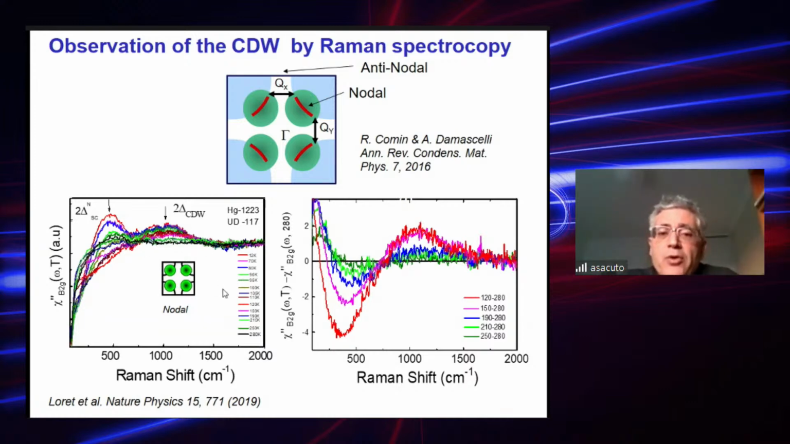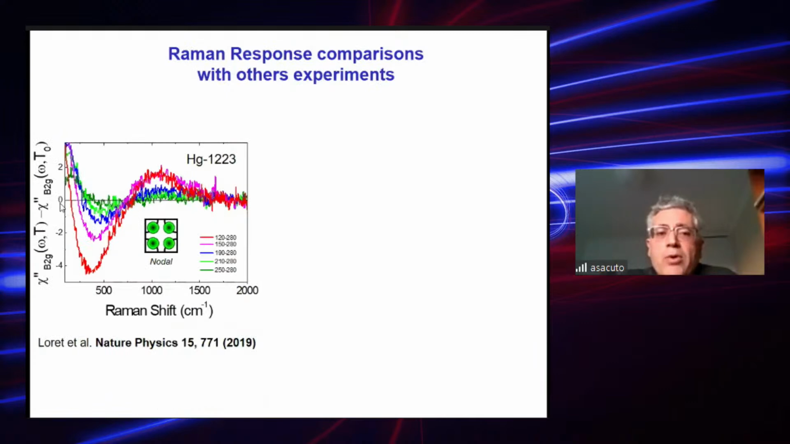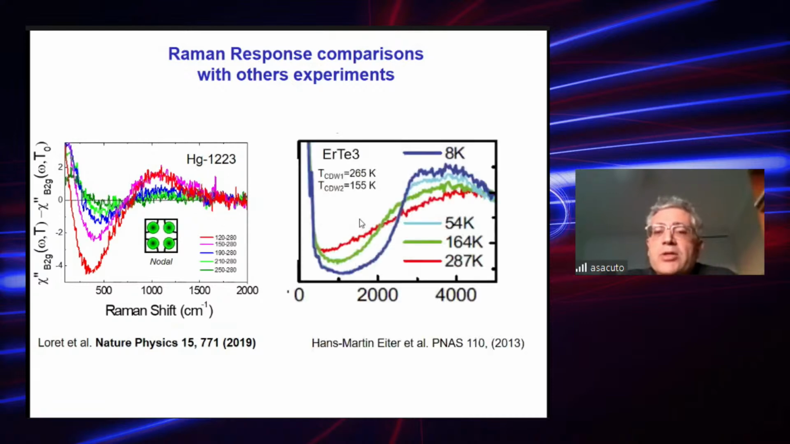The first one is that if we compare our results, the dip and the hump in Mercury 1223, it's very similar to what we get from the well-known erbium 3 telluride, which has charge density wave order. This dip and the hump, this is the blue curve here, disappears above the transition temperature of the charge density wave, which is about 287 K. This is the red curve. So we have exactly the same structure.